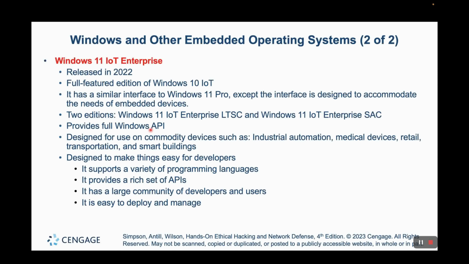And the good thing about it is that it provides full Windows API and it's designed for industrial automation, medical devices, retail, transportation, and even smart building. Now, it is designed to make things easy for developers. How? Well, it supports a variety of programming languages, like C, C Sharp, C++, JavaScript, Python, which makes it easy for developers to choose the language they want, and they are comfortable with.